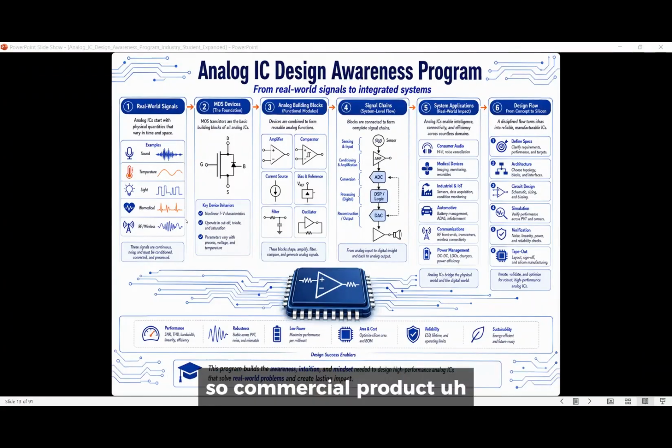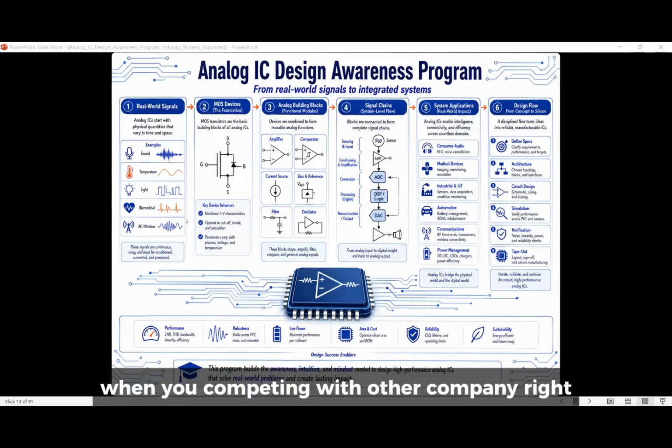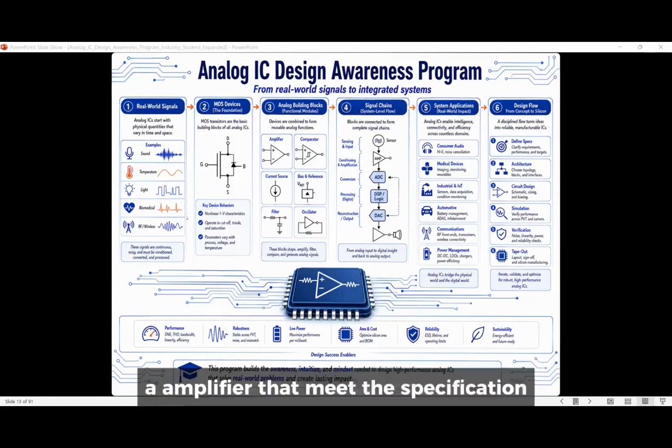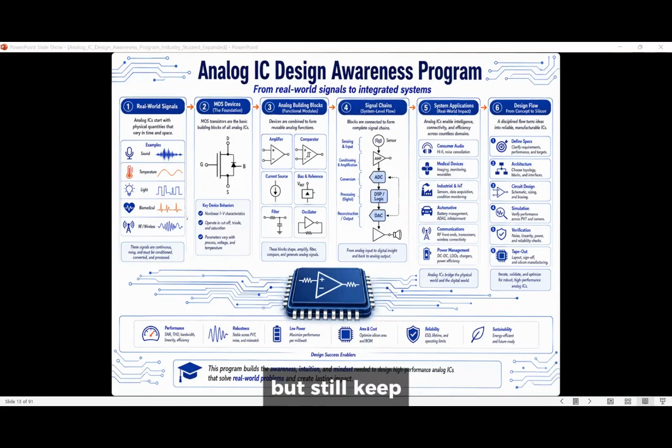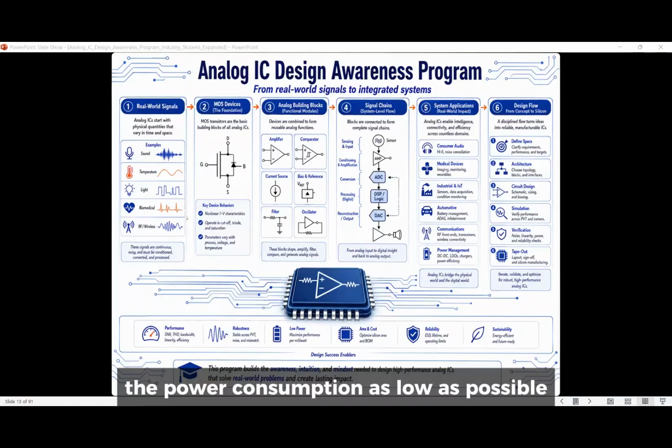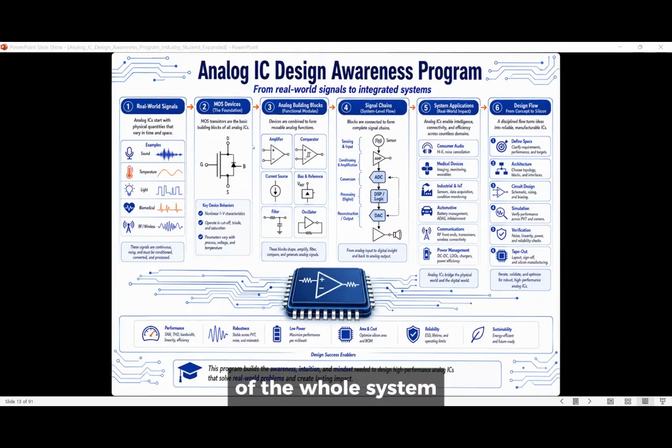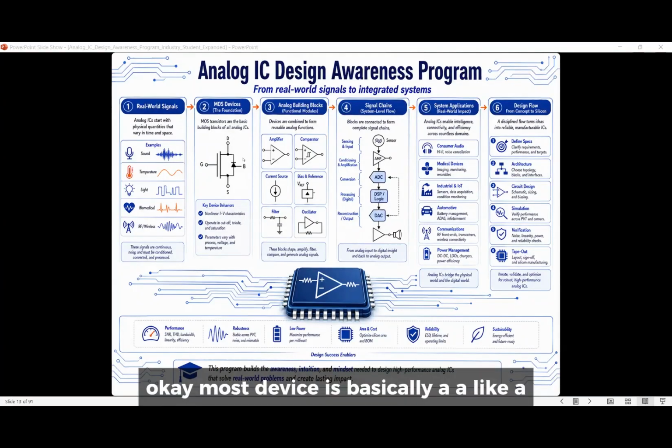When you design a commercial product, you have to think about competing with other companies, right? How can you design an amplifier that meets the specification but still keeps the power consumption as low as possible, and also makes sure the noise level is not high enough to damage the bit error rate of the whole system? Okay, the devices are basically the semiconductor physics we have discussed.